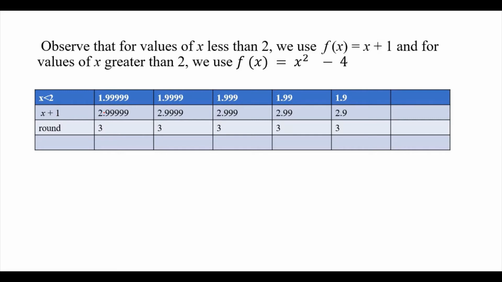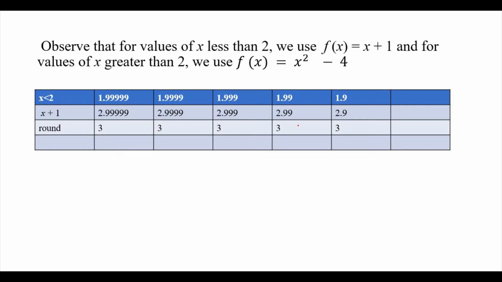Now, in the second row, I found the values of the function f of x, which in this case is x plus 1. So the values were 2.9, 2.99, 2.999, and so on. Then you're going to round these numbers to the closest whole number. If you round them, all of them are going to match, and you will get the value 3. This indicates that a limit might exist. To compute that limit, we're going to round all of these values to 2 decimal places.